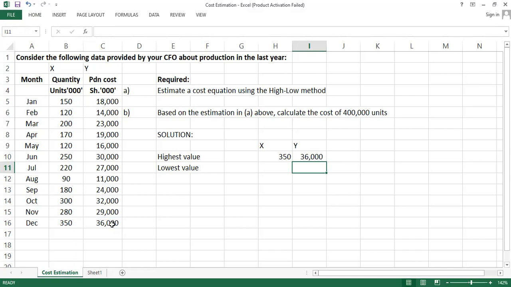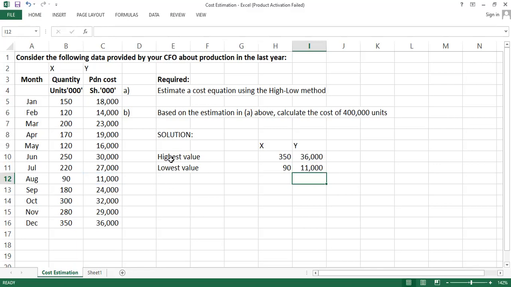Similarly, we need the least value of X together with the Y that again corresponds to it. The least X, what have we? We have 90. The Y that corresponds to it, we have 11,000.